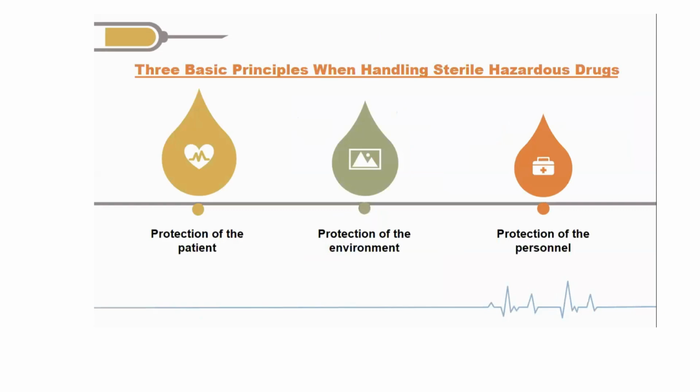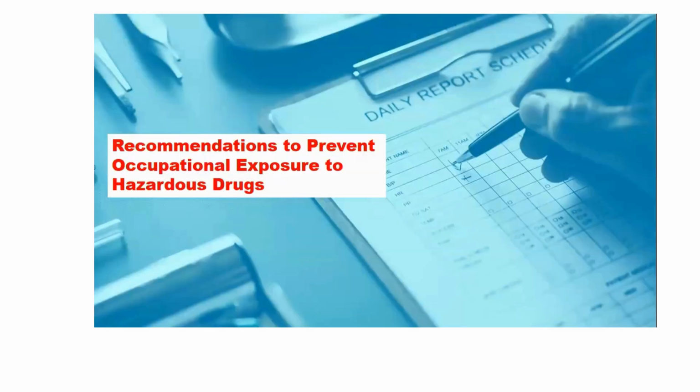Now, it should be clear that there are three basic principles when handling sterile hazardous medications: protection of the patient, protection of the environment, and protection of the personnel. Let's talk about the recommendations that must be implemented in order to decrease the risk of occupational exposure to hazardous medications.